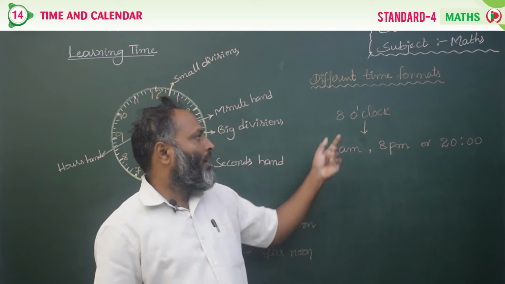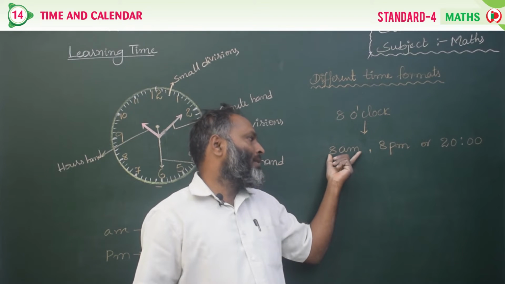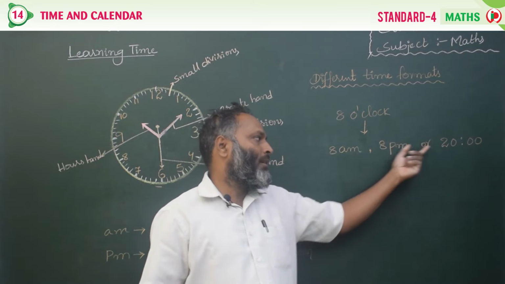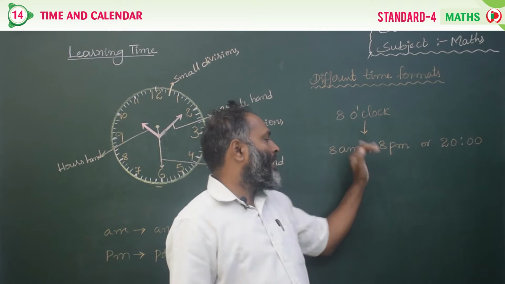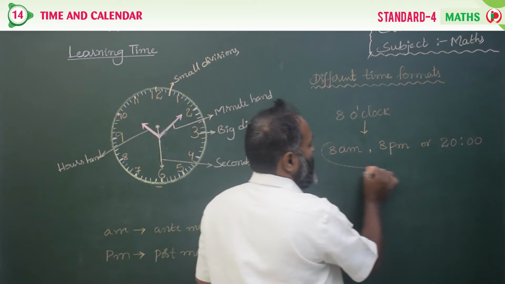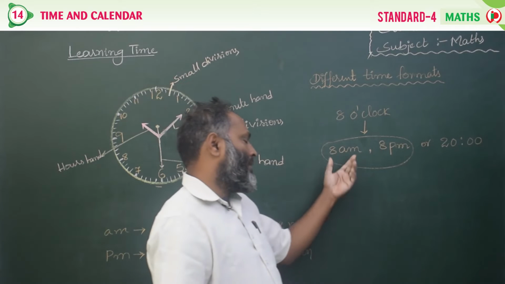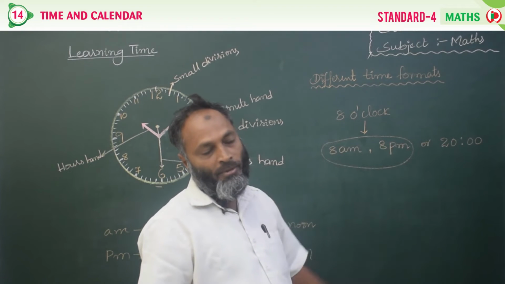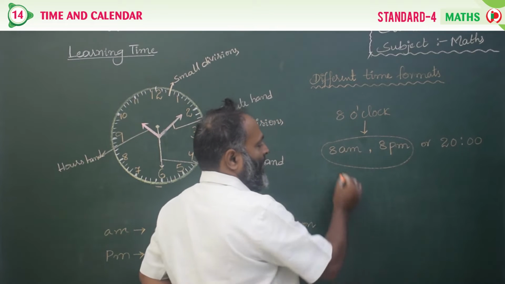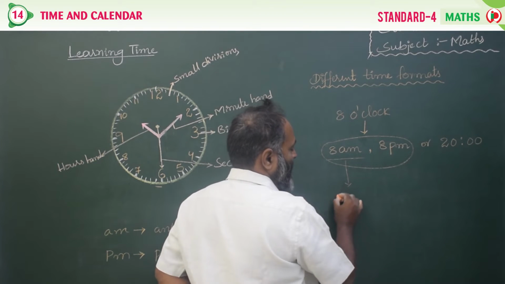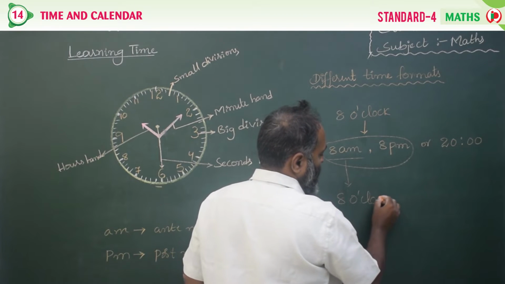Suppose 8 o'clock. How to represent 8 o'clock? We can represent it as 8 am, 8 pm, or otherwise 20. So 8 am and 8 pm is the 12 hours format. In 24 hours format, how can we represent? Am is am only, 8 o'clock is 8 o'clock only.